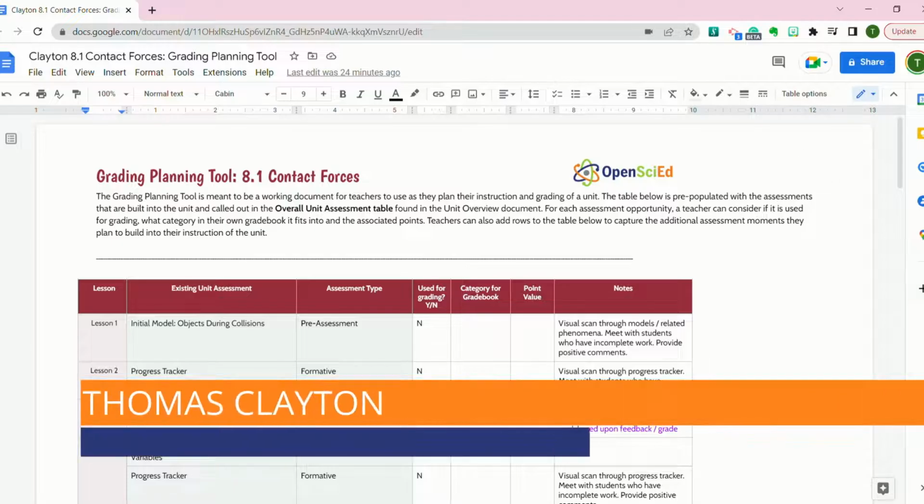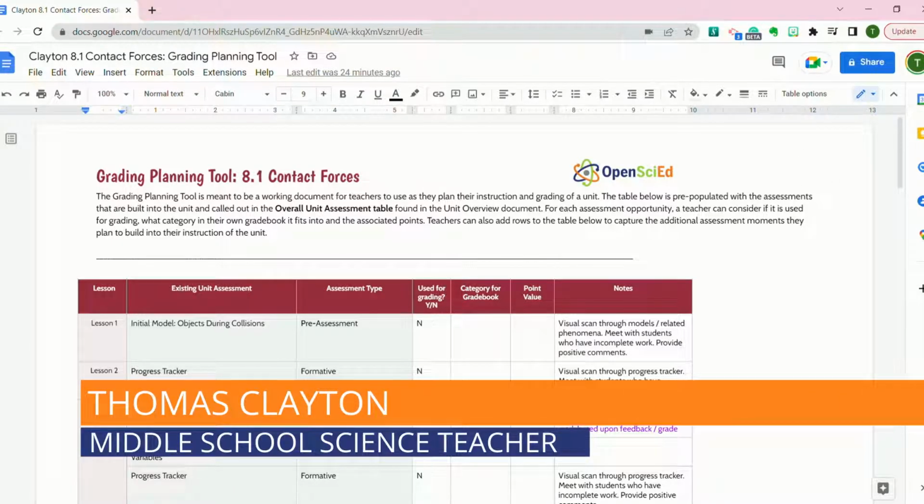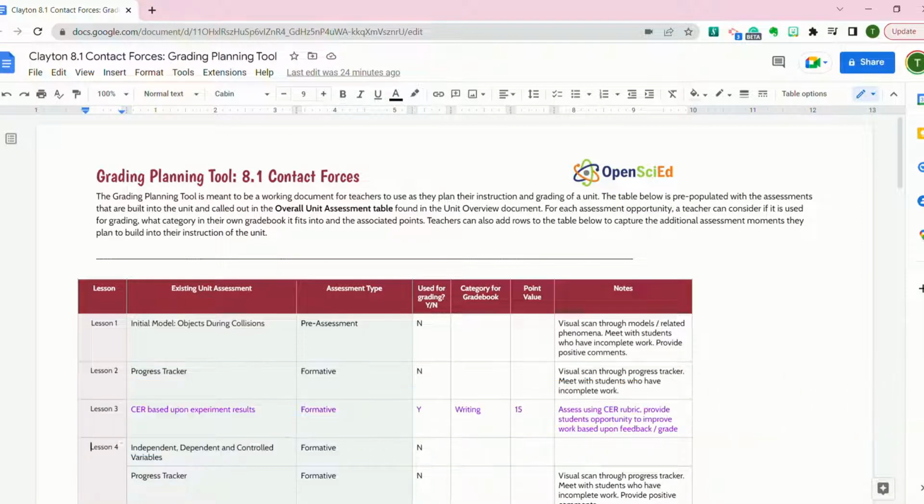Okay, so here you'll see that I have the grading planning tool open. This is for 8.1, our contact forces unit. You'll see it's pre-populated. And before we dive into this, I just wanted to talk about a couple of things.